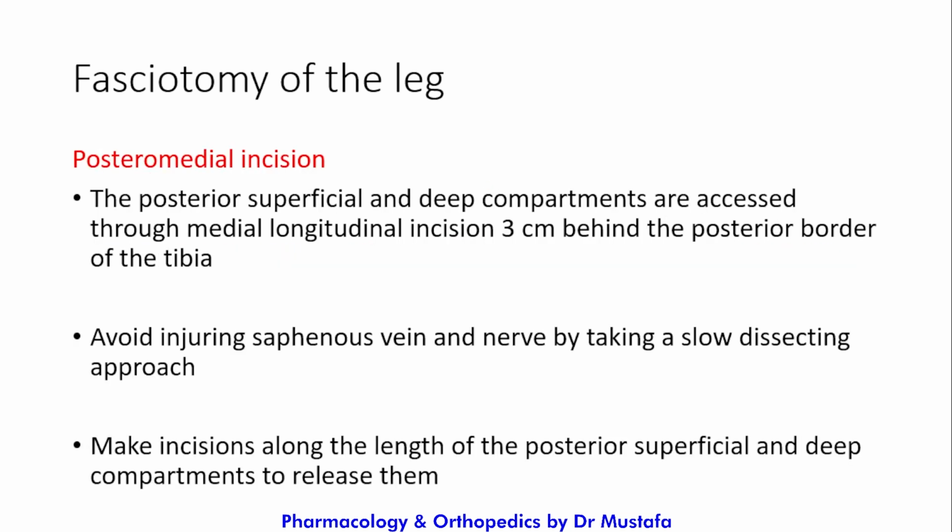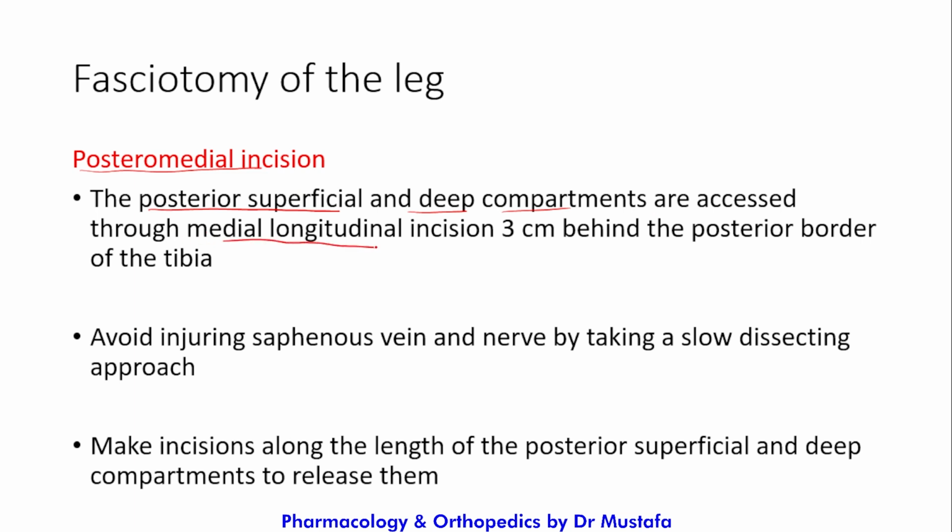In the double incision fasciotomy, we have 2 incisions. The first one is the posteromedial, and the second one is the anterolateral. So basically we have a medial incision and a lateral incision. With the posteromedial incision we decompress the posterior superficial and the posterior deep compartments. So with this incision we decompress two compartments.